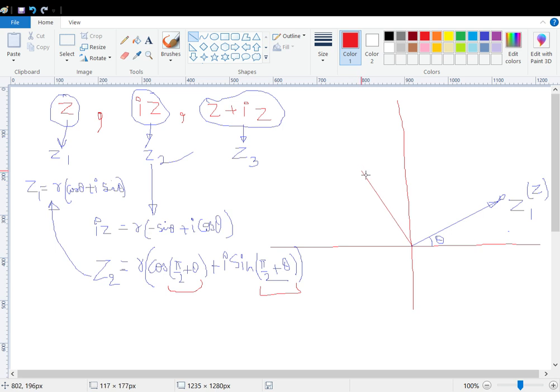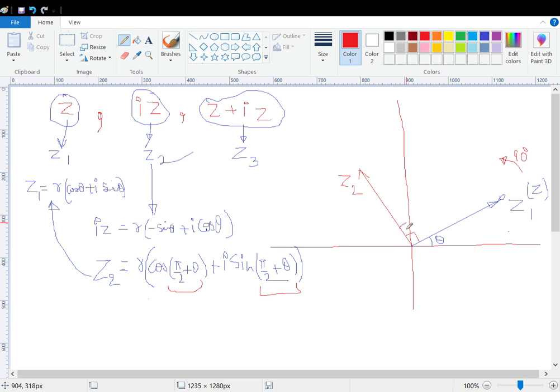90 degrees. Okay, so I think this is the point most likely. Okay, so ये हो गया मेरा Z2 vector, करेक्ट। अब आप देखिए ये एंगल कितना है? 90 डिग्रीज है। दैट मीन्स यू हैव रोटेटेड Z1 in anti-clockwise direction by how much angle? 90 degrees. Okay, why you have done so? Because the principal argument of Z2 by this expression is clearly evident to be π/2 plus theta.